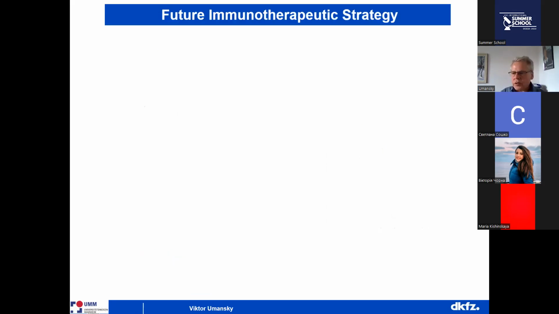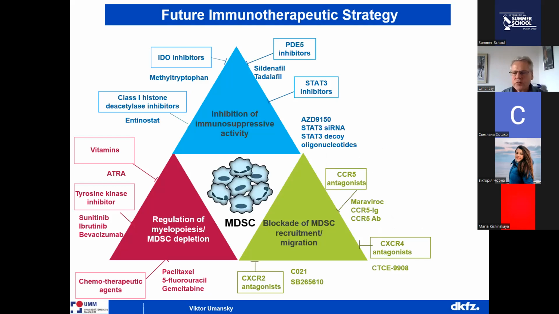Now we are coming to the end of the lecture, so we want to discuss what could be the future immunotherapeutic strategy, what is important, what we can do. Of course, especially when talking about melanoma or other tumors with a high immunosuppressive capacity, like lung cancer, head and neck cancer, colon cancer, and so on, we should think about blocking the immunosuppressive activity of myeloid-derived suppressor cells.